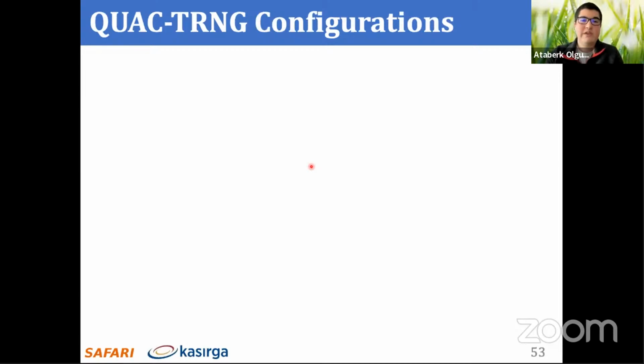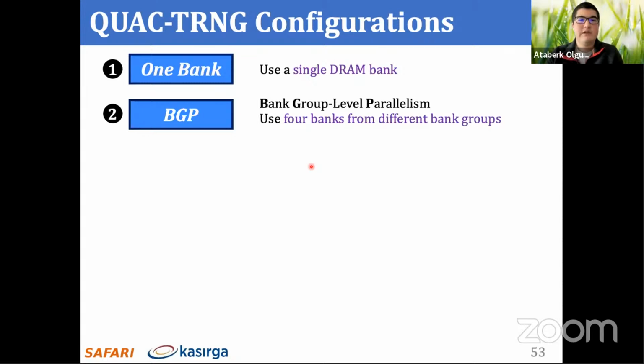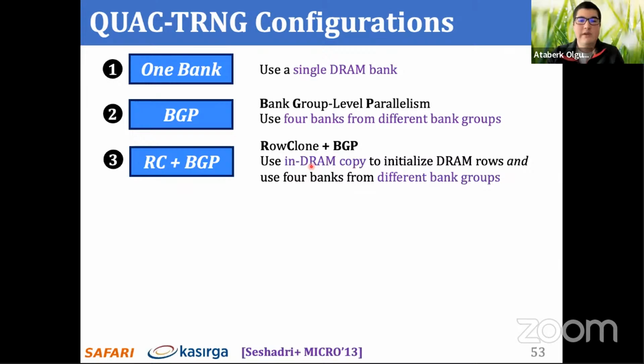For our throughput estimation, we evaluate 3 configurations for QUAC-TRNG. The first configuration uses a single DRAM bank. The second configuration exploits the bank group level parallelism in DDR4 to parallelize DRAM commands required to perform QUAC-TRNG iterations. And the third configuration uses RowClone to bulk initialize DRAM segments row by row in DRAM. And it also exploits bank group level parallelism.